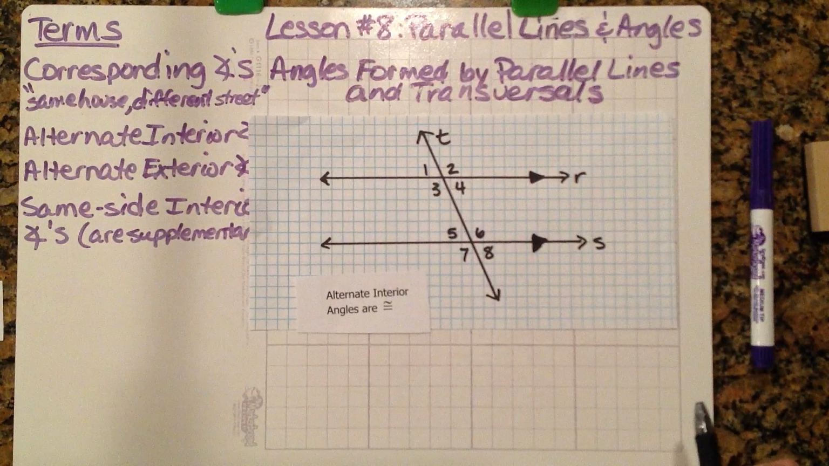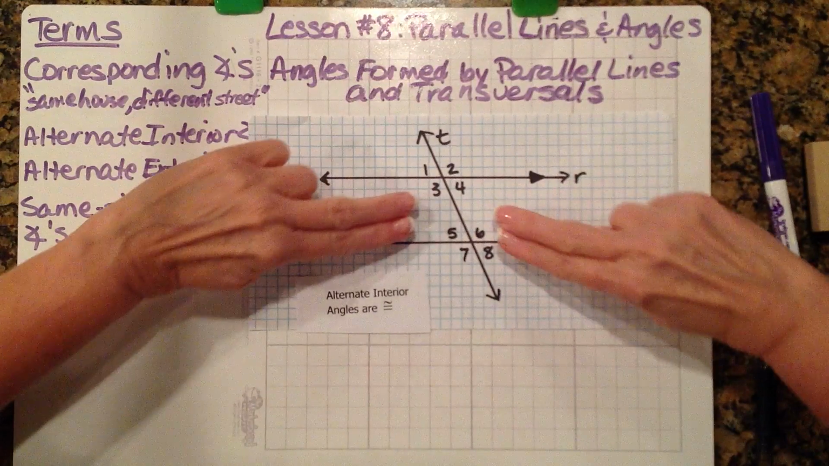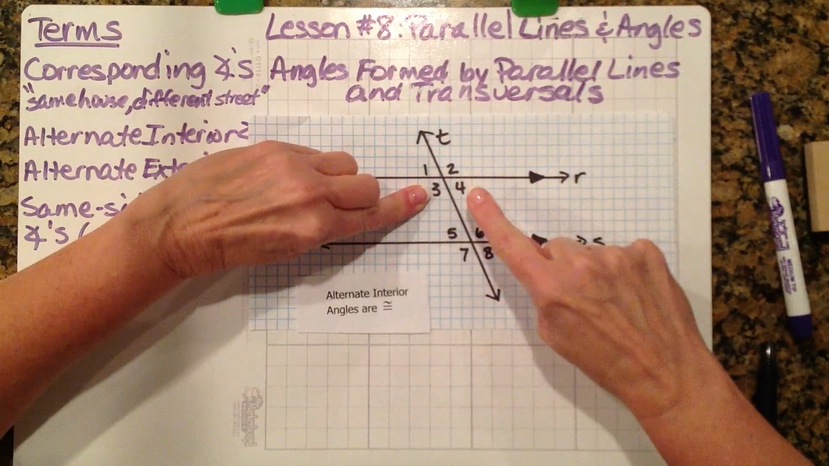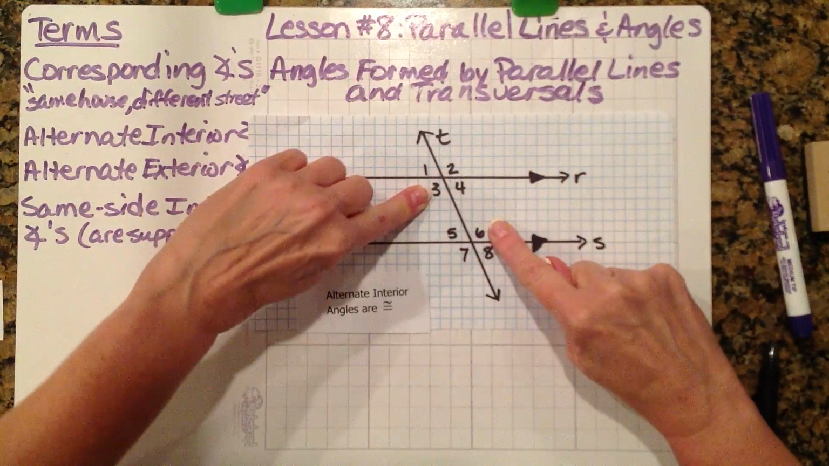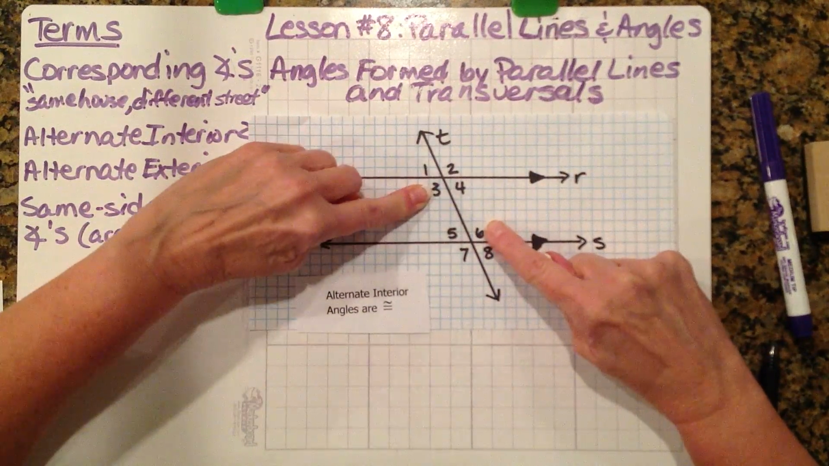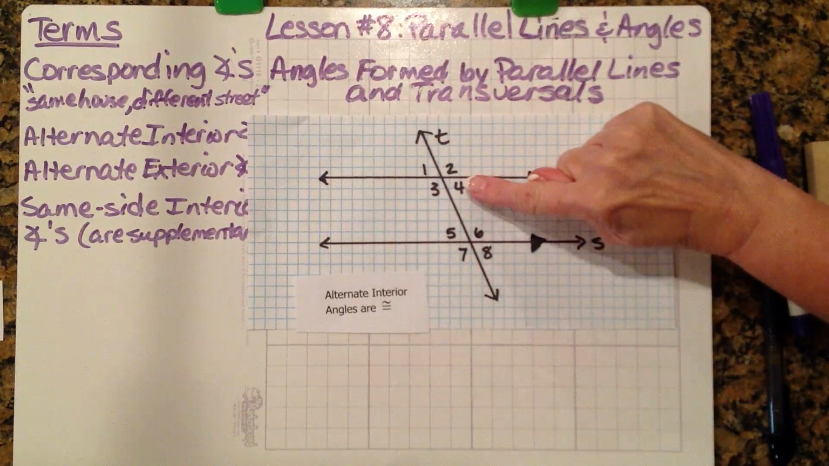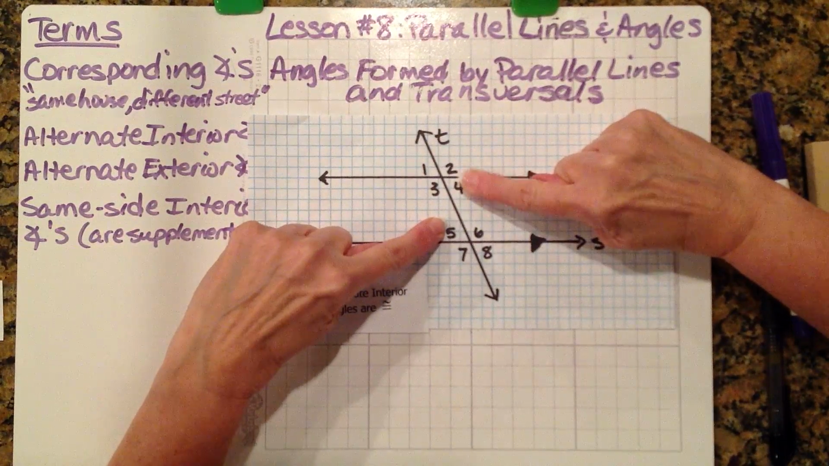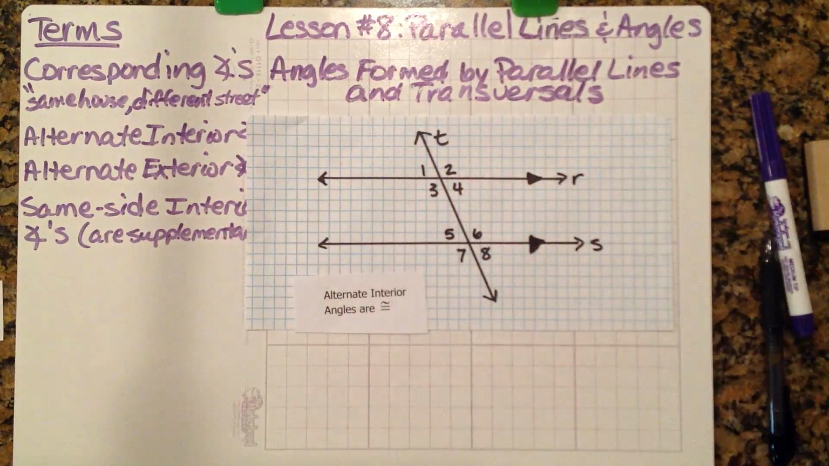So I'm going to look for angles that are on alternate sides of the transversal, but in the interior. So if I've got angle 3, which angle is on the alternate side, but still in the interior of the drawing? It's 6. And 3 and 6 are congruent. Okay, now there's another pair. How about 4? What's on the alternate side of the transversal, but still in the interior of the drawing? 4 and 5. So 4 and 5 are congruent because they're alternate interior angles.